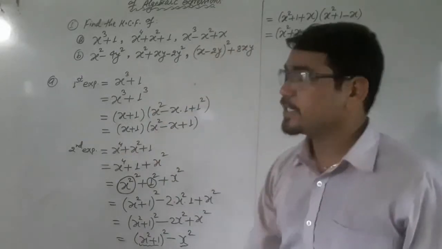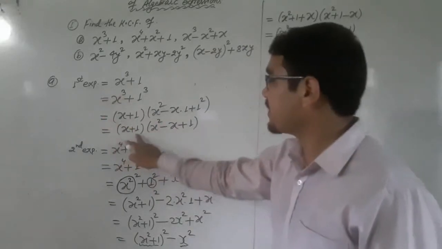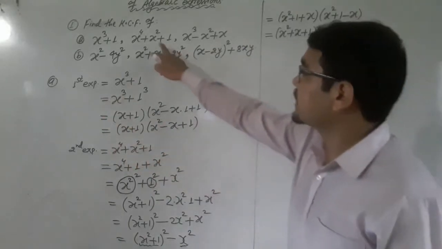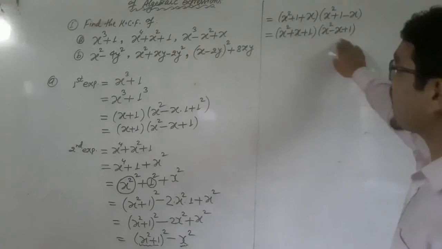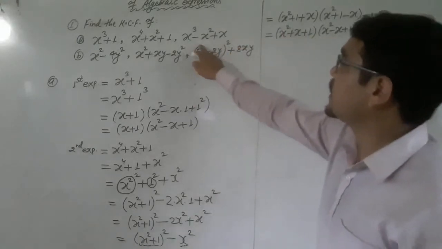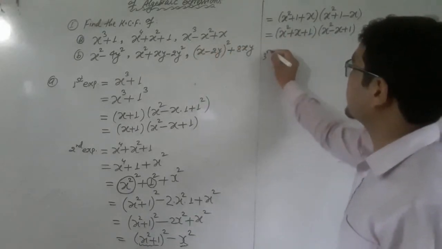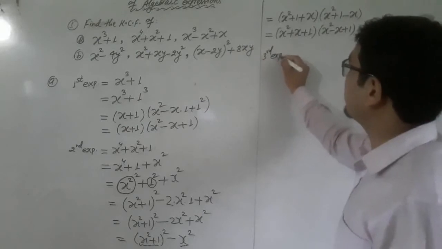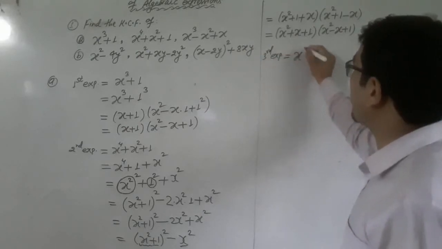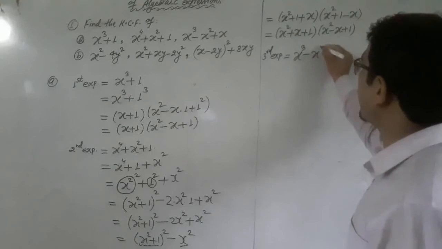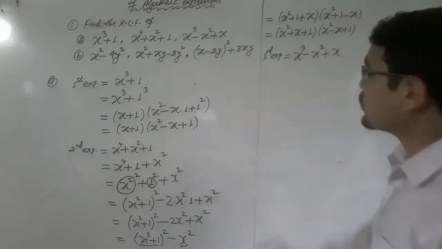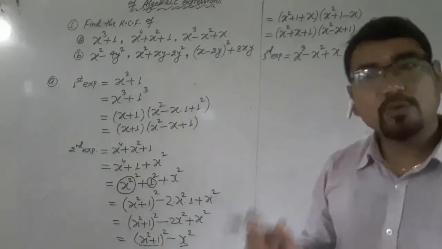Now the third expression is remaining. The first expression is already done, and we got its two factors. The second expression we did, and we got these two factors. Similarly, the third expression is x cube minus x square plus x.